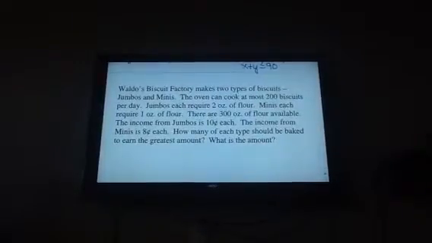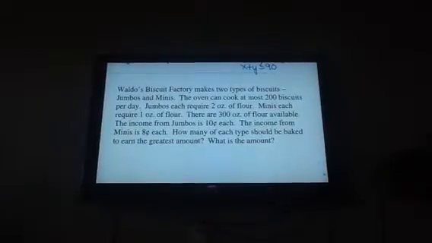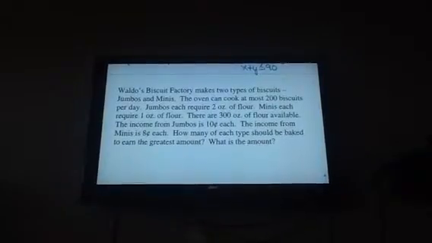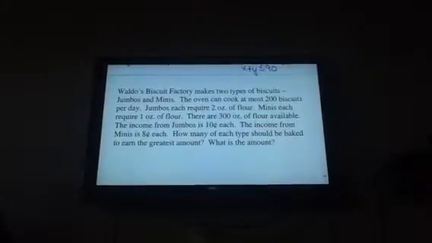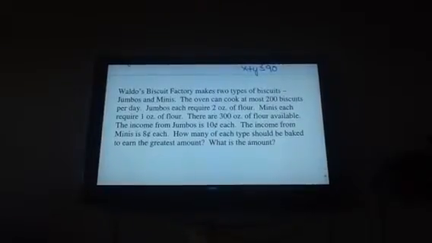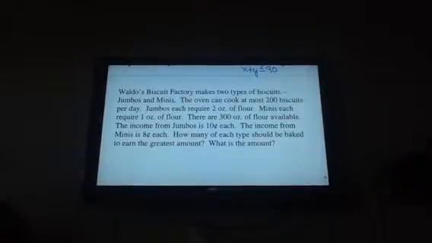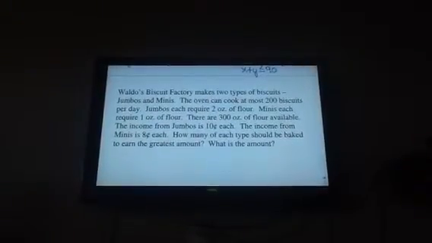Waldo's Biscuit Factory makes 2 types of biscuits, jumbos and minis. The oven can cook at most 200 biscuits per day. Jumbos each require 2 ounces of flour. Minis each require 1 ounce of flour. There are 300 ounces of flour available. The income or the profit from jumbos is 10 cents. The income from the minis is 8 cents. How many of each type should be baked to earn the greatest amount, and what is that amount?